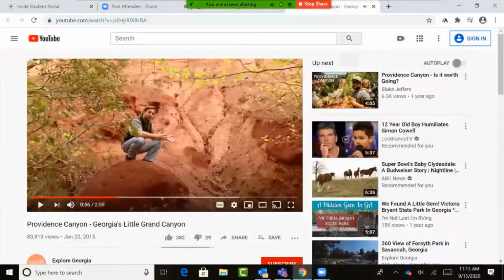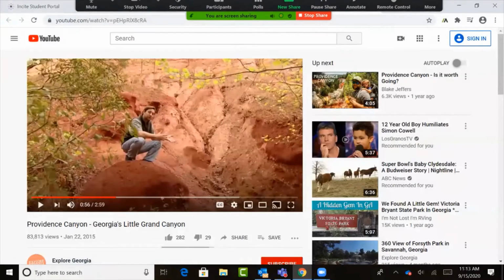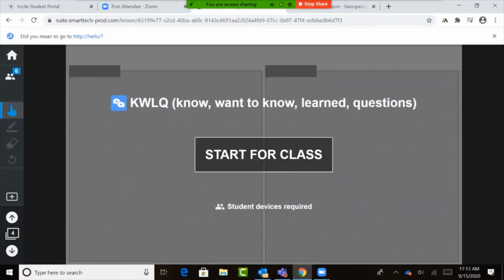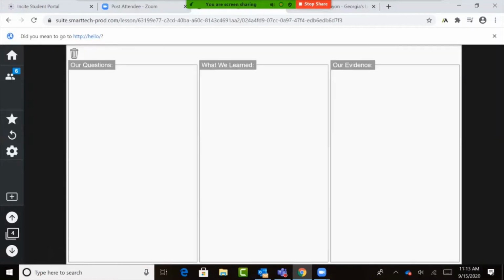All right, so we're gonna go back to our screen. I have this photo here for you so you actually see what Providence Canyon in Georgia looks like. Here's what I want us to do. I want you to start thinking of questions. What questions do you have about Providence Canyon? We're going to use our guiding question board throughout the day today and tomorrow as we research about Providence Canyon. So what I want you to do right now is write down any and all questions that you have.